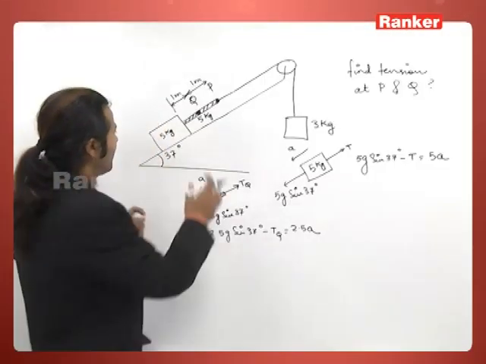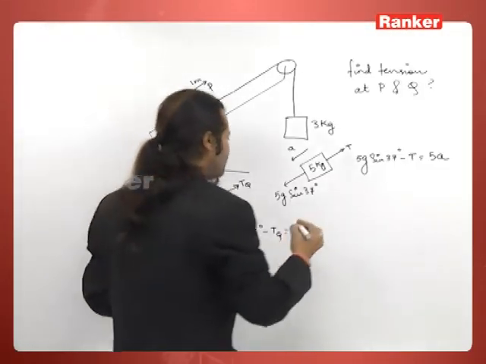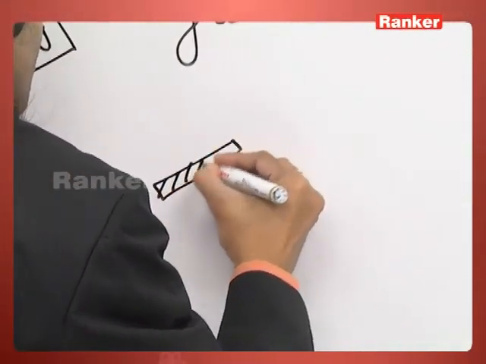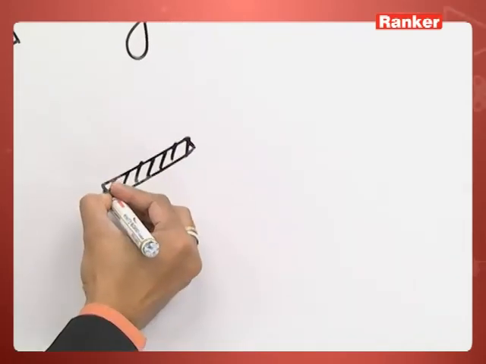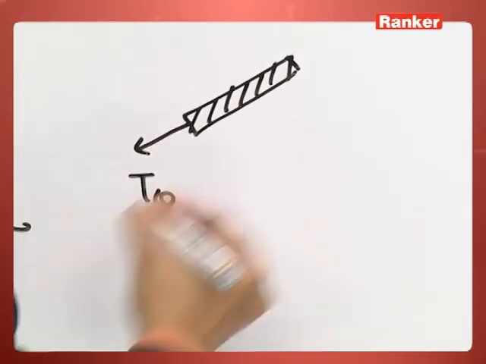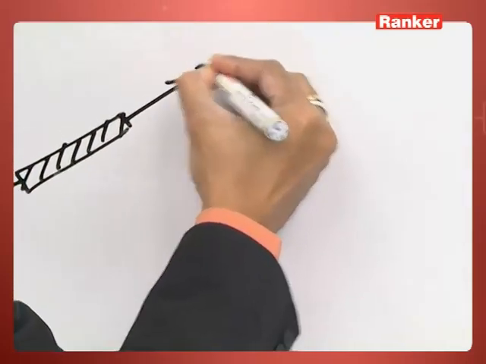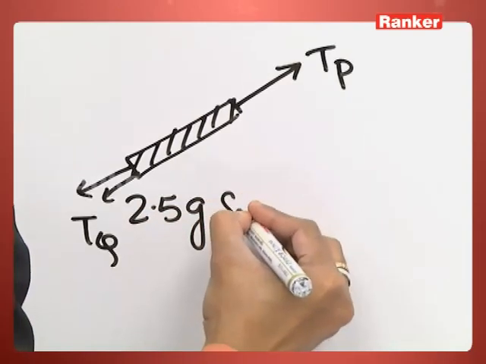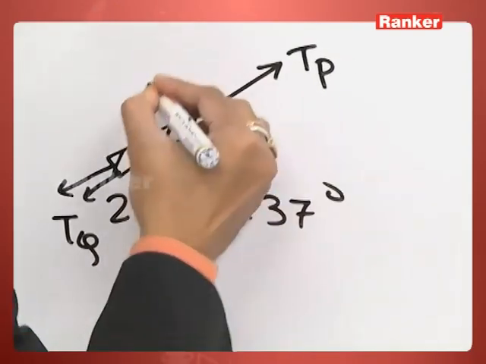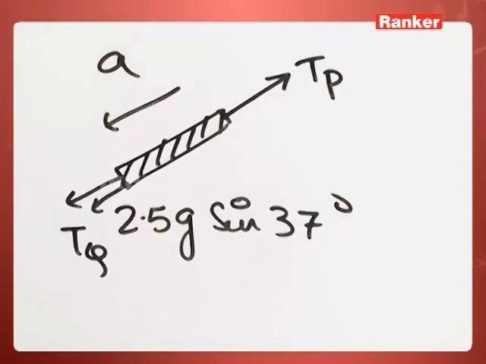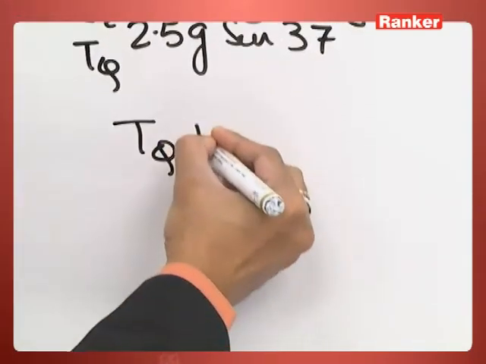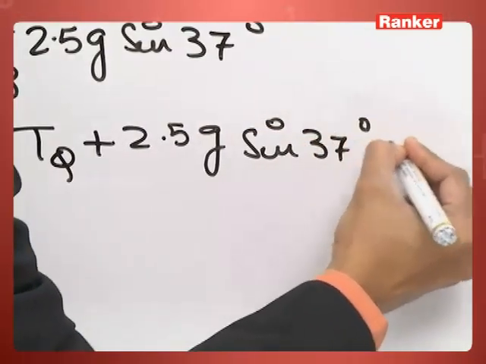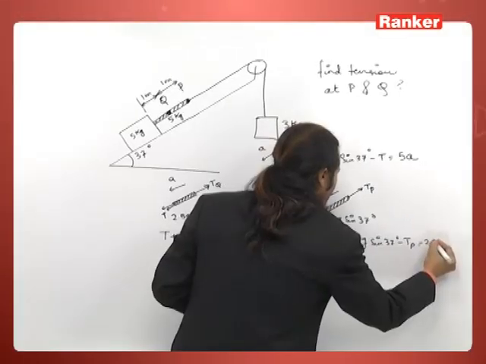This is one equation. Now I take this part of the string. Here TQ will be like this, and here TP will be like this. Again this mass will be 2.5g sin 37, with acceleration in this way. So I can write this equation: TQ plus 2.5g sin 37 minus TP is equal to 2.5a.